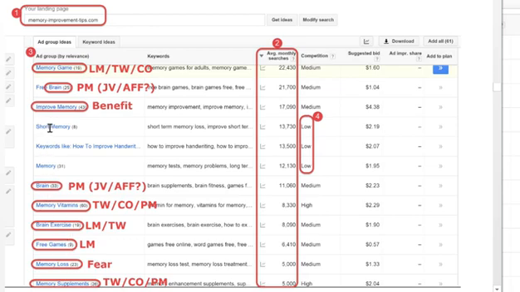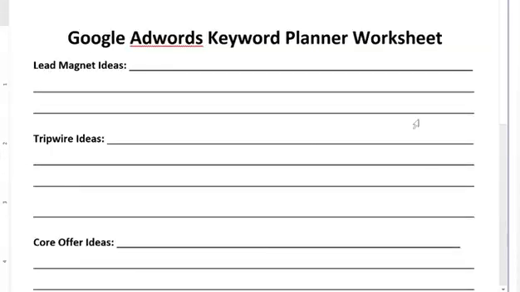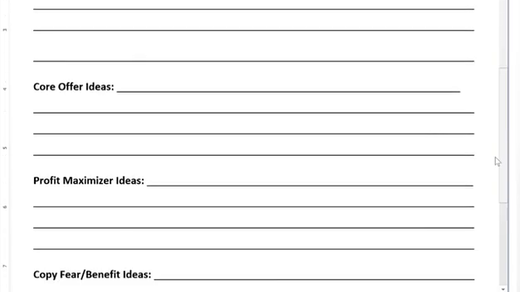So if somebody's got short-term memory loss, they're probably going to be interested in memory vitamins or memory supplements, and I've effectively got them here where a lot of people are searching, 13,000, at low competition and probably much, much more inexpensively, instead of having to get them here or here where there are only 8,000 and 5,000 people respectively searching for them, and the competition is high. So that's really what I'm going to do for AdWords. And then when I'm done, I've got the list of different ideas for lead magnets, tripwires, etc. on my Google AdWords Keyword Planner worksheet.